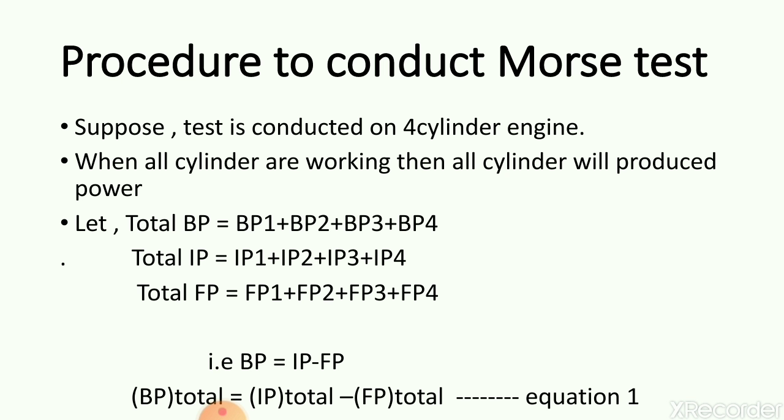So here is the procedure by which we can determine the indicated power. Consider the test is conducted on a 4-cylinder engine. While understanding this procedure, we have to focus on two conditions. First is when all cylinders are working, and second is when, out of the 4 cylinders, any one is cut off, or one by one we cut off all the cylinders.